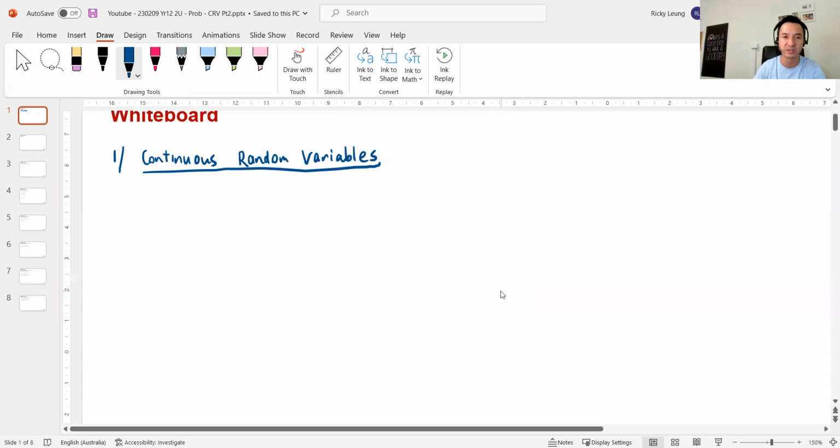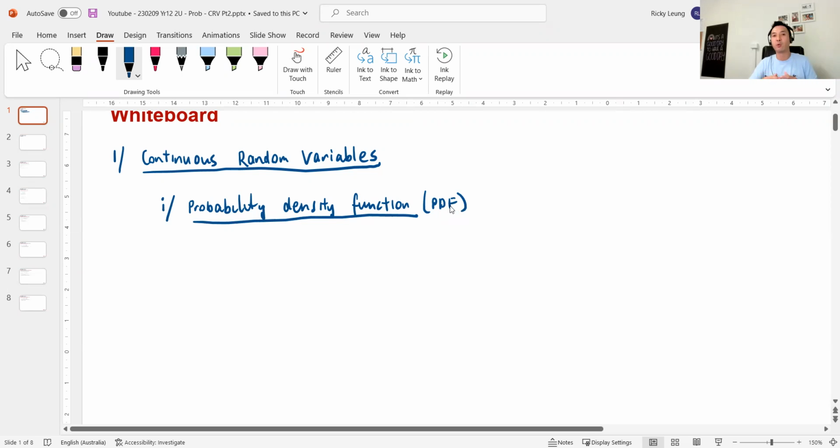There are a few pieces of theory I like to do before I dive into past papers. Let's talk about the probability density function, or the PDF. Unlike discrete random variables, where all the probabilities are given to you in a table, continuous random variables are given to you in terms of a function.